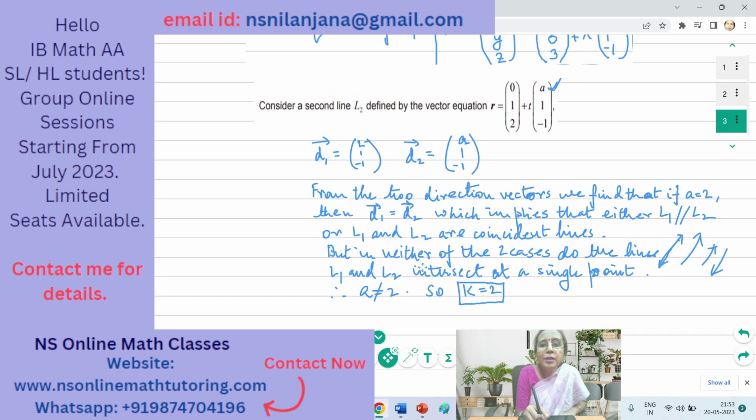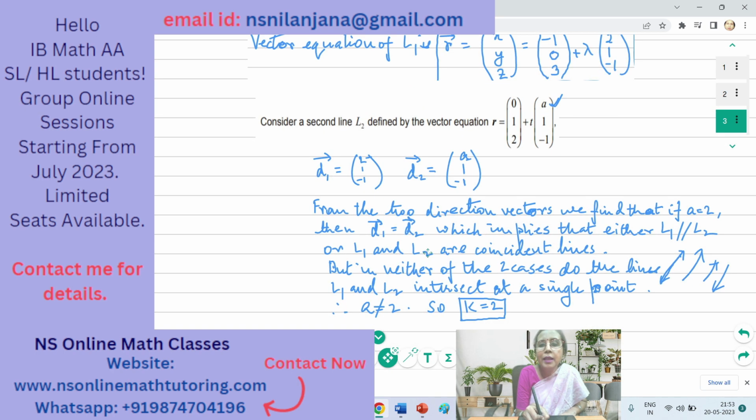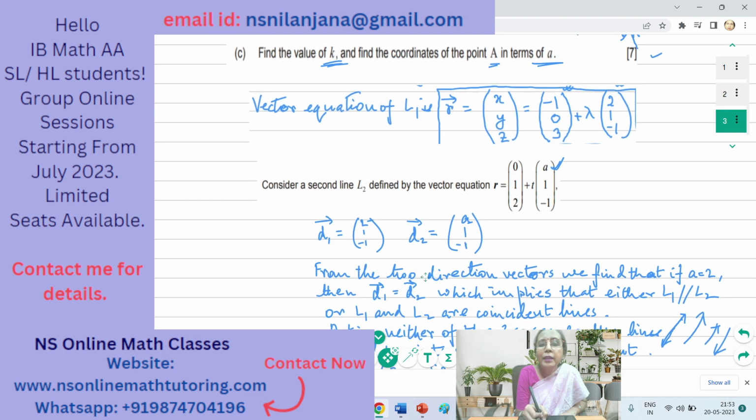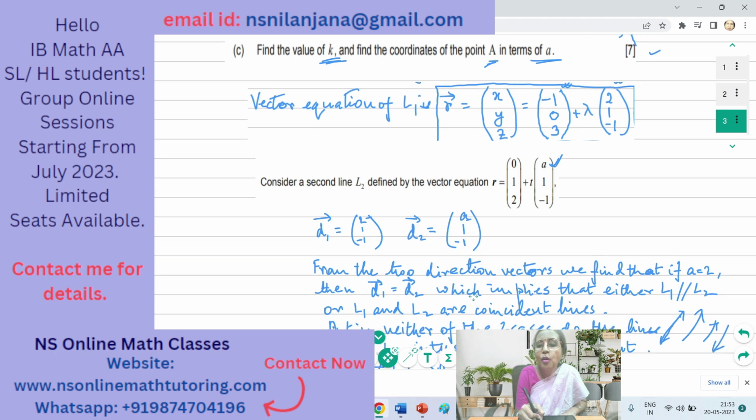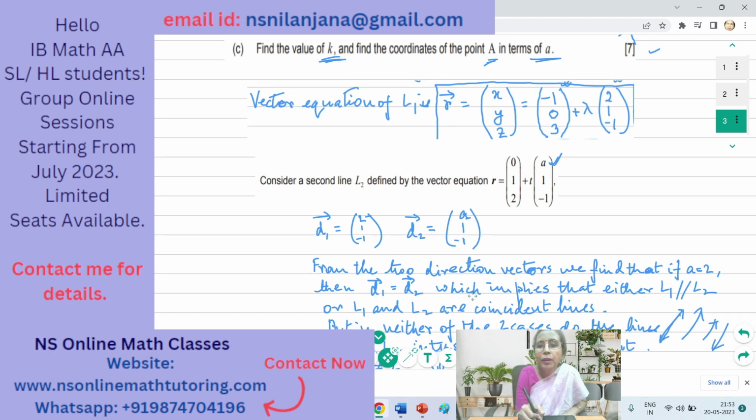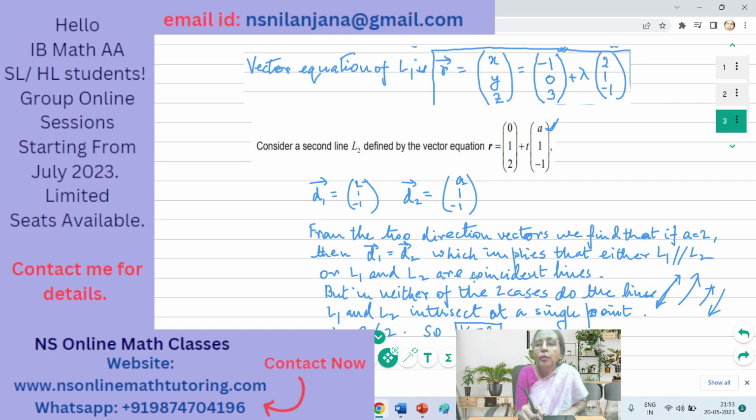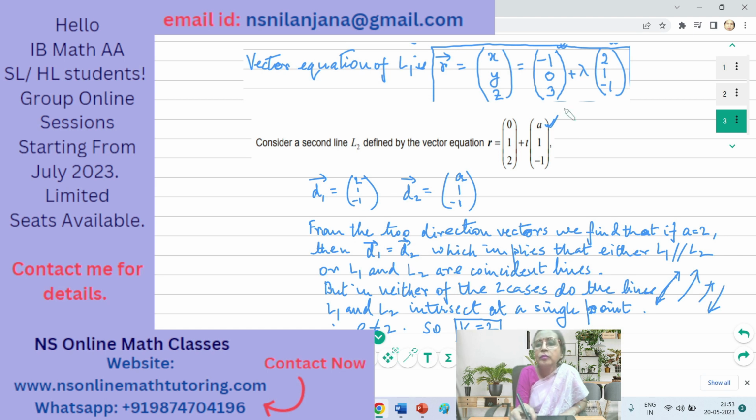This is one part of subpart C, and they are saying find the coordinates of the point capital A in terms of small a. Okay. So, as I've said, this is the position vector of a general point, an arbitrary point on line 1. So, an arbitrary point having coordinates x, y, z.